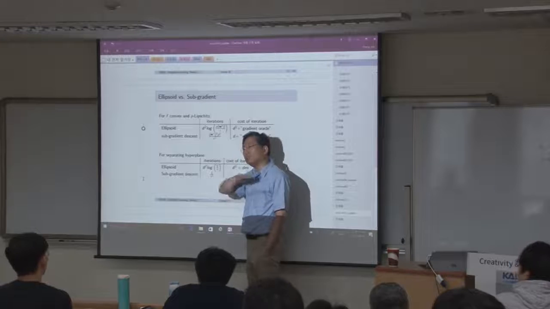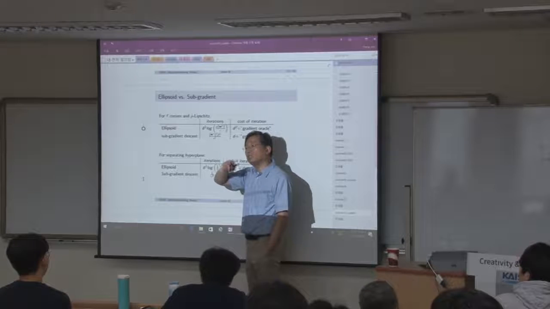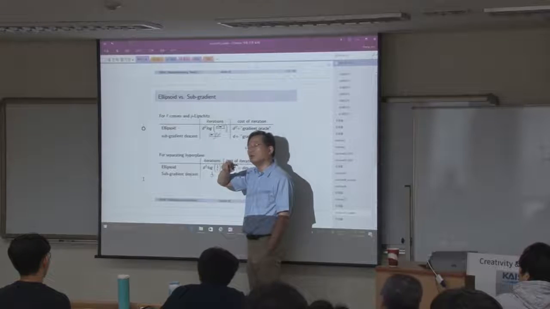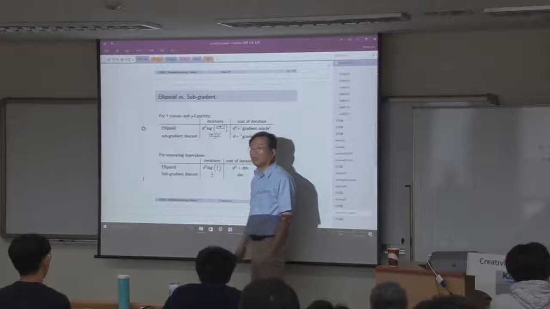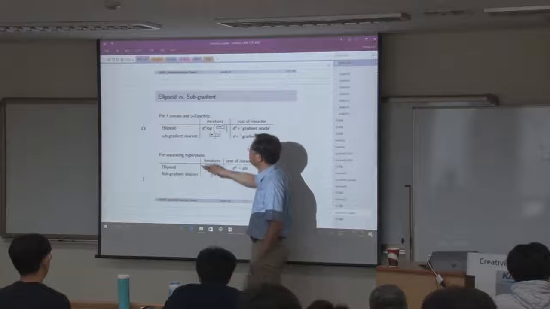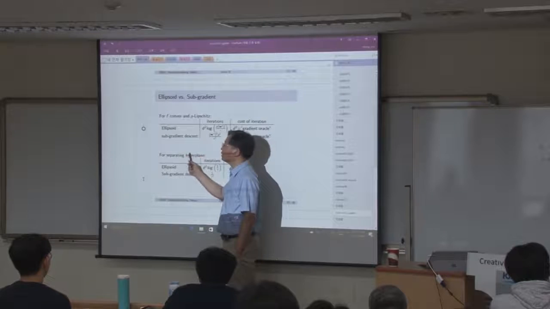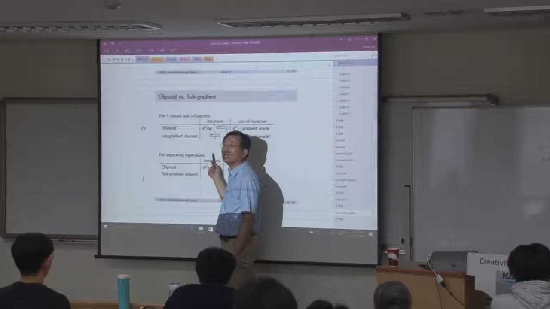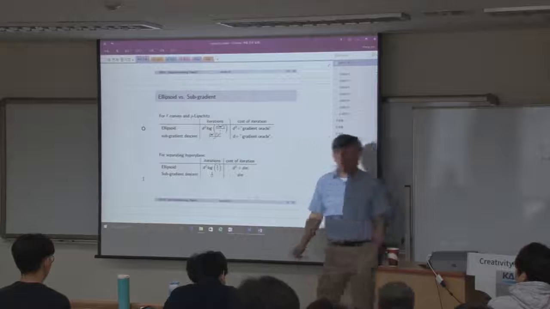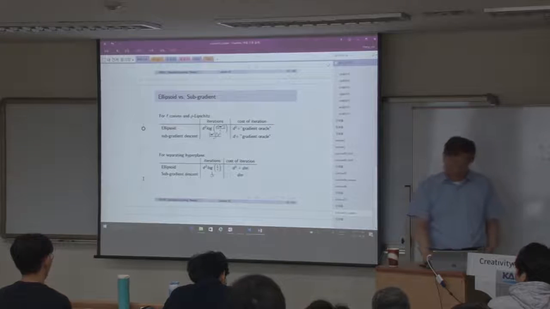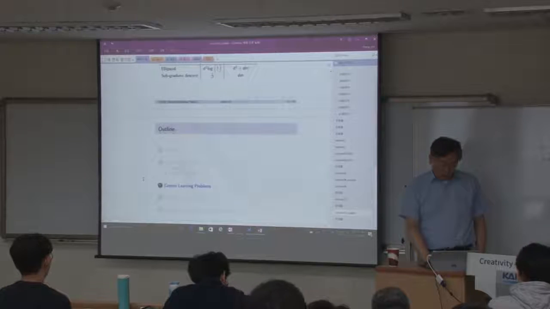This is the case when you use a particular function. What was the function? It's W inner dot product of the data, right? That is, what case is that? That's F convex with 1 Lipschitz. Then you get this type of performance.